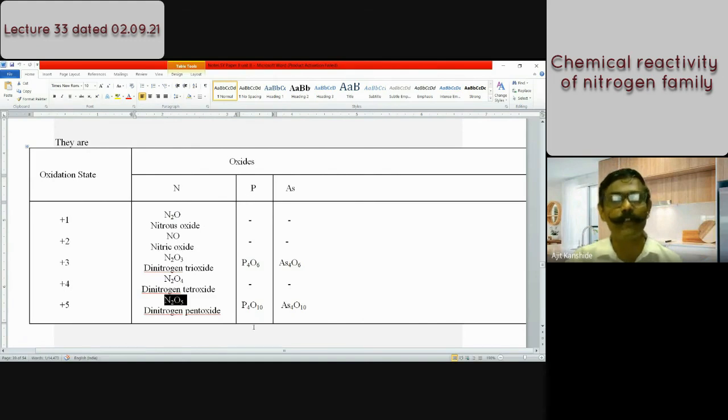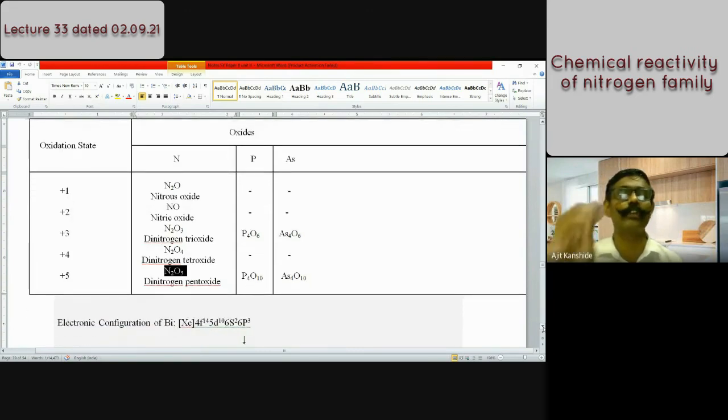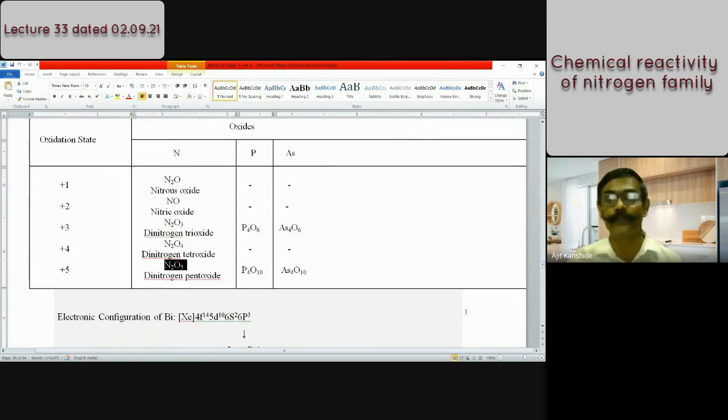Similarly, for phosphorus and arsenic with their different charges, the explanation is given here. You can work on this and you will find the different oxides. The general statement given is not perfectly correct. Here, the actual different oxides are given. So up to oxides, you prepare the notes.